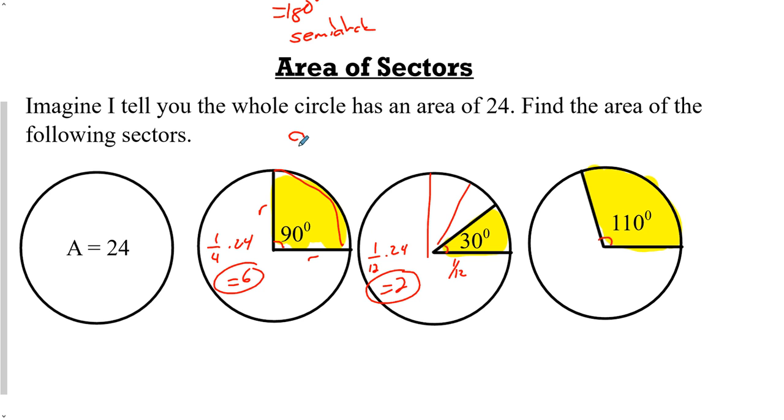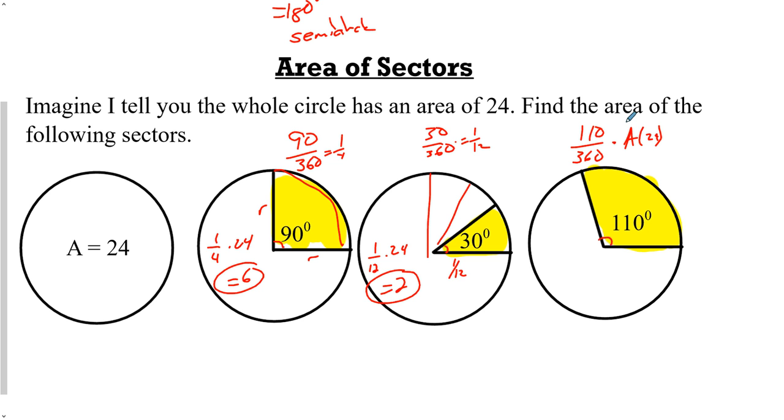So 90 degrees is a fourth of the circle, 30 degrees is a 12th of the circle, and all we're doing there is taking 90 and putting it over 360. And when you reduce that, you get 1 over 4. 30 over 360 comes out to be 1 over 12. So we're just going to repeat the process, 110 over 360, and multiply that by the area, or 24.